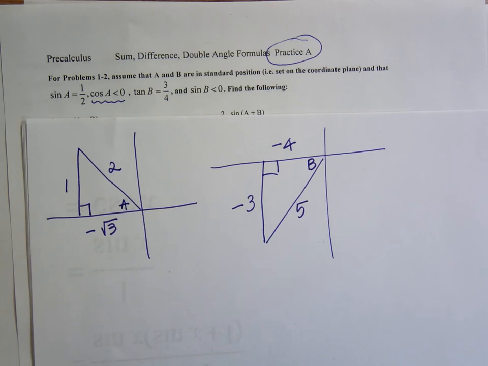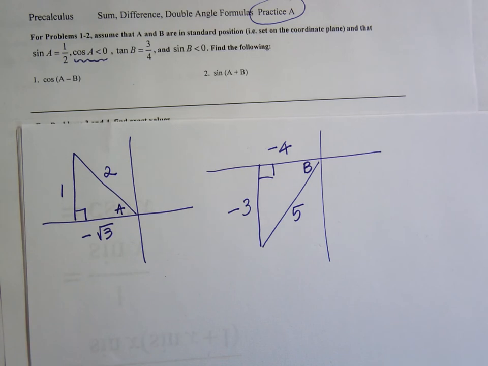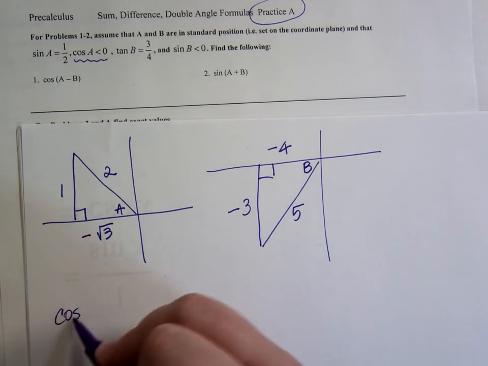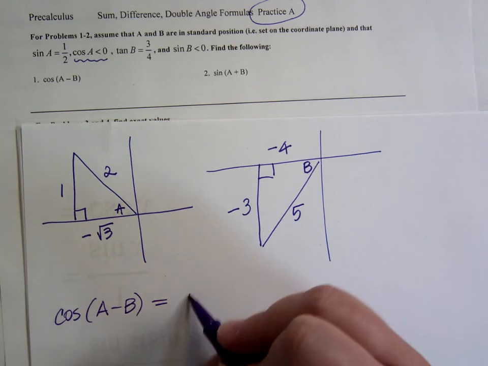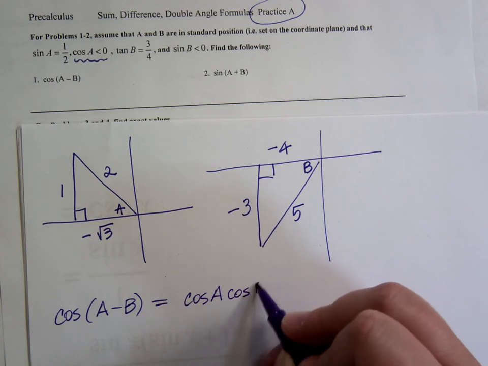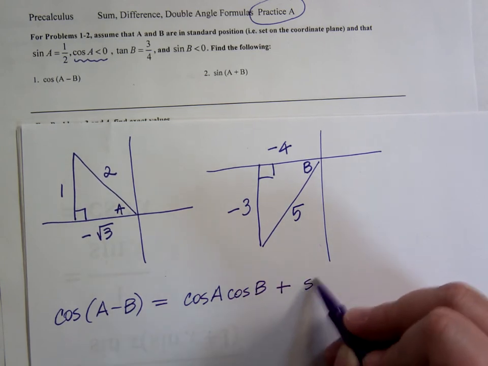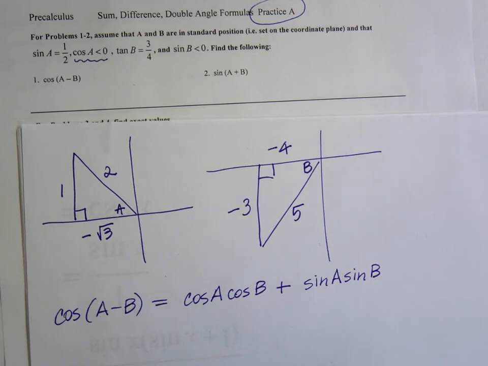All right, so now number 1 asks me to find the cosine of A minus B. First thing I have to do is remember this does not distribute. This is a formula, and specifically the formula is cosine A, cosine B, plus sine A, sine B. You do have to know the formulas.